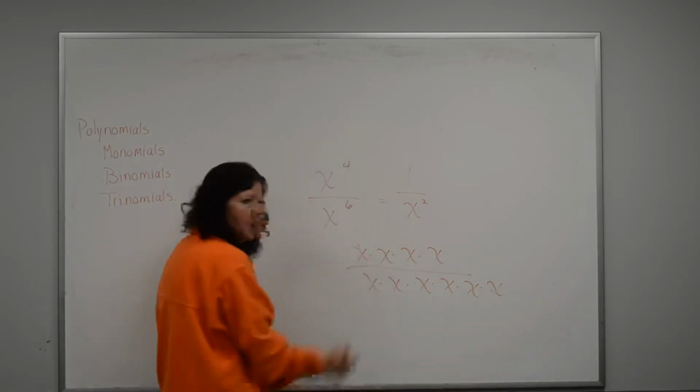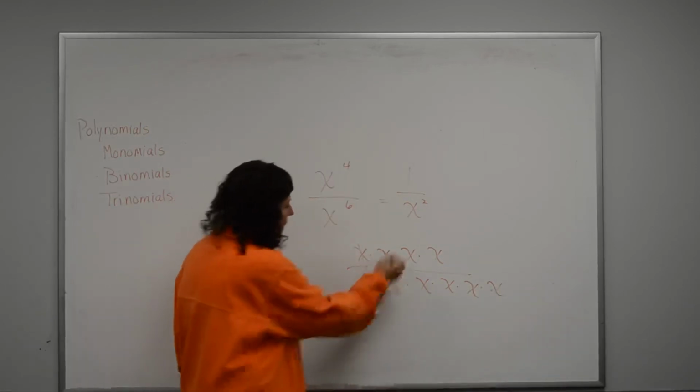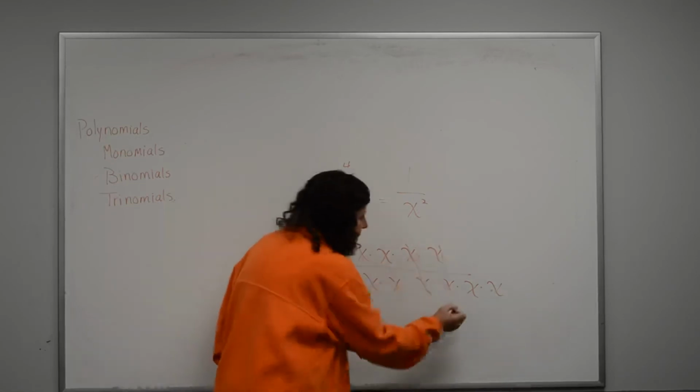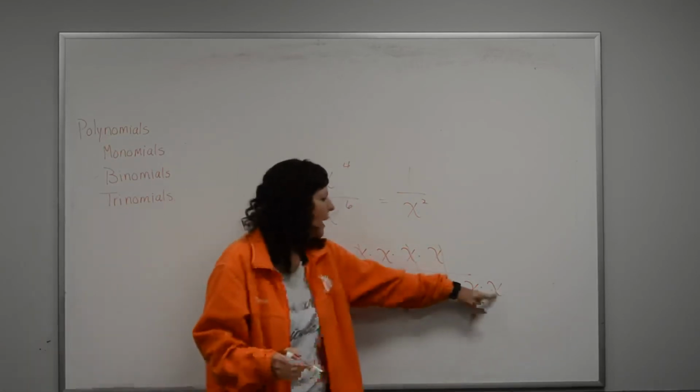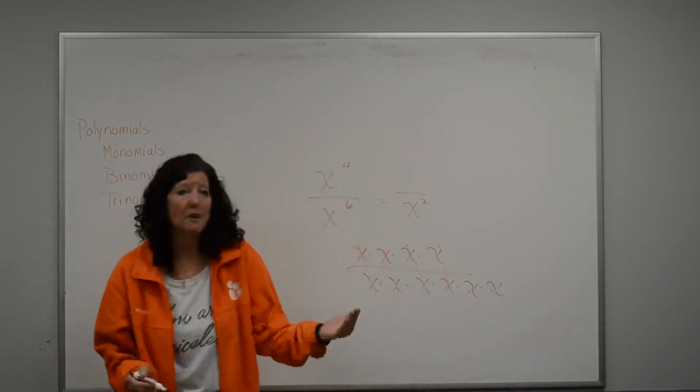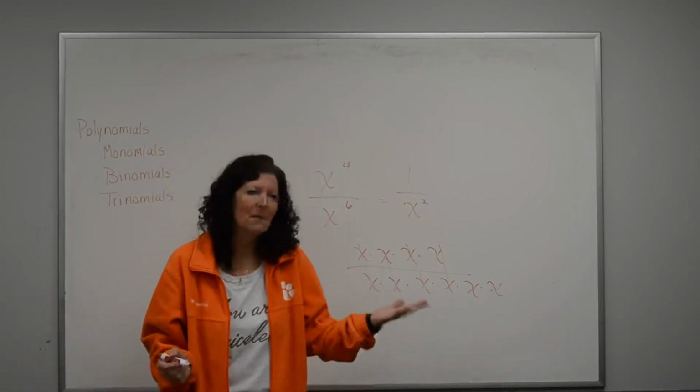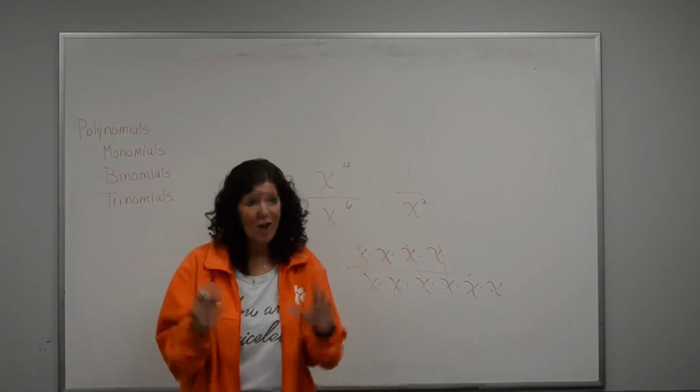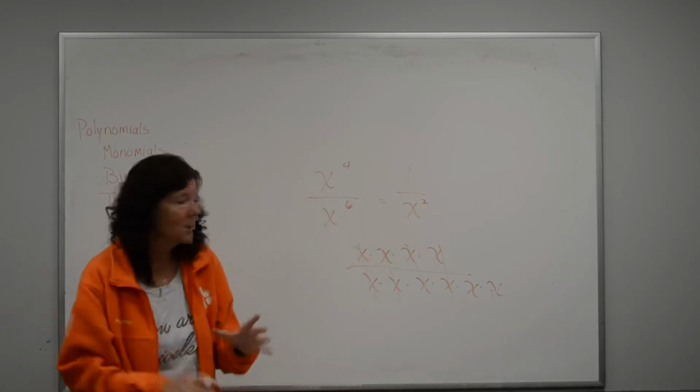And you go, those partner up and leave, those partner up and leave, those partner up and leave, those partner up and leave. I've got 2 left and they're on the bottom, so I've got to put a 1 on top. Now you're not going to go to that trouble every single time, but that's the logic behind it. That's why it works like this.